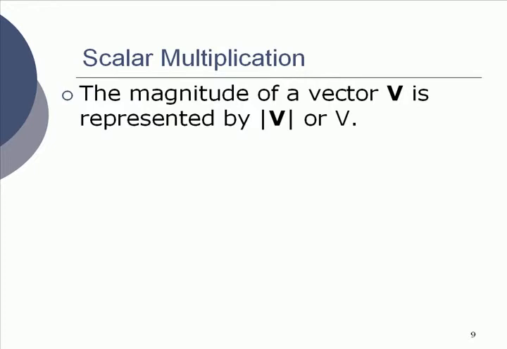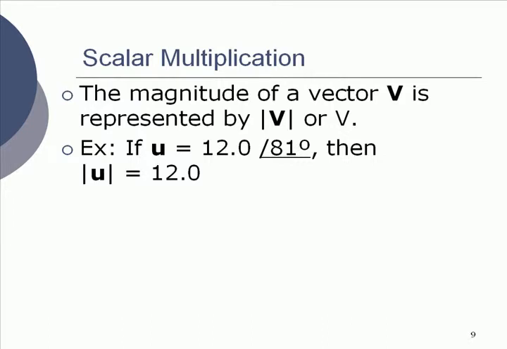A little notation. First of all, the magnitude of a vector v, and again, the v is in bold because we're talking about a vector, is represented by something that looks like the absolute value signs. Or we simply take the lowercase equivalent. If we drop the bold, we're referring to just the magnitude of that vector. So for example, if we said the vector u is 12.0 at 81 degrees, like the example we had before, then we would say the magnitude of u is 12, and we use absolute values to represent that. Or we could just write lowercase u without the bold equals 12.